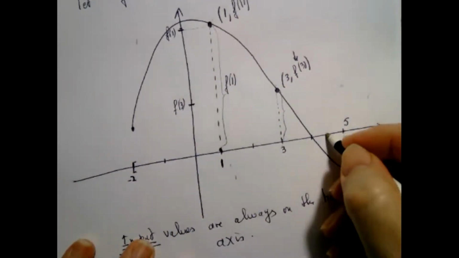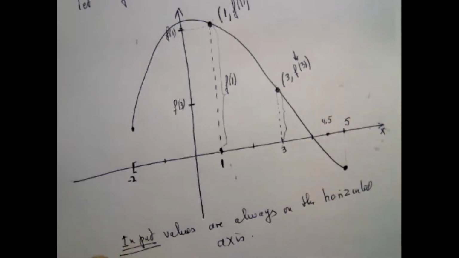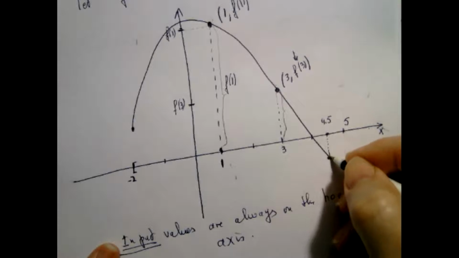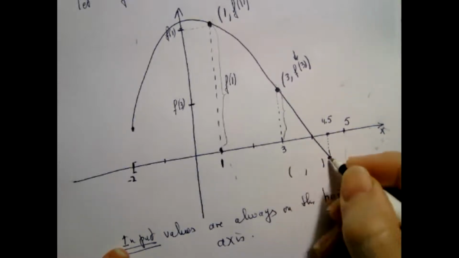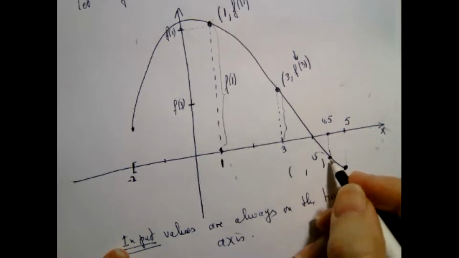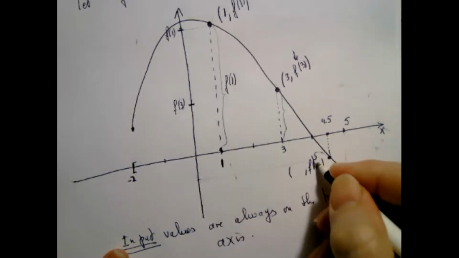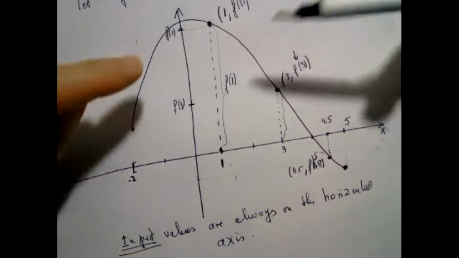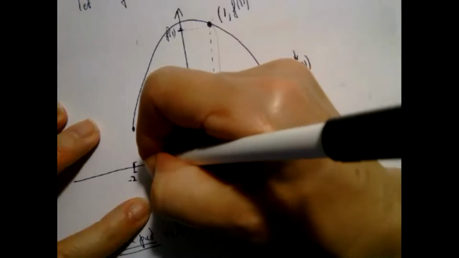Let us say this is 4.5, for example. What's the f of 4.5? I go vertically until I hit the curve. This point, whatever the y coordinate is, that would be the f of 4.5. So that's how the graph is defined. There are all the points.